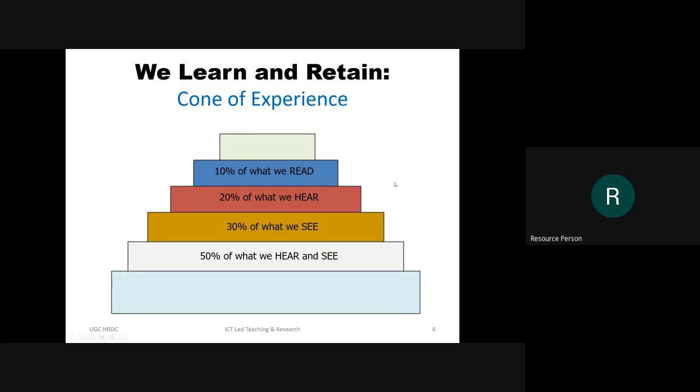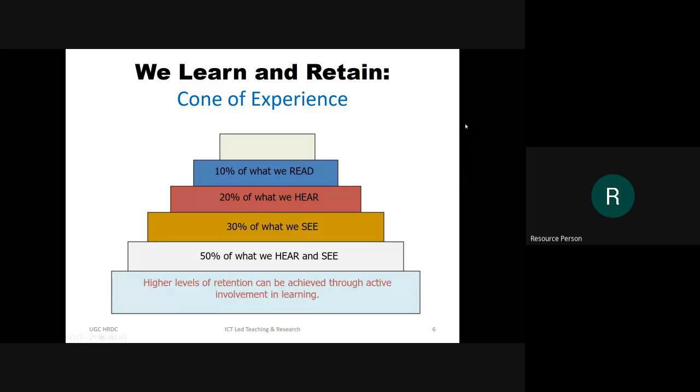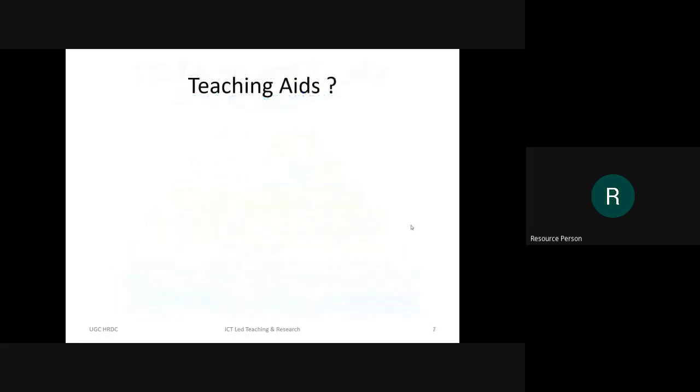So understand that higher levels of retention can be achieved through active involvement in the learning process, right? This is the fundamental on the basis of which the ICT resources, the central digital resources or various digital resources, are evolving based on this cone of experience. That is, we are getting more teaching aids now than we used to have previously.